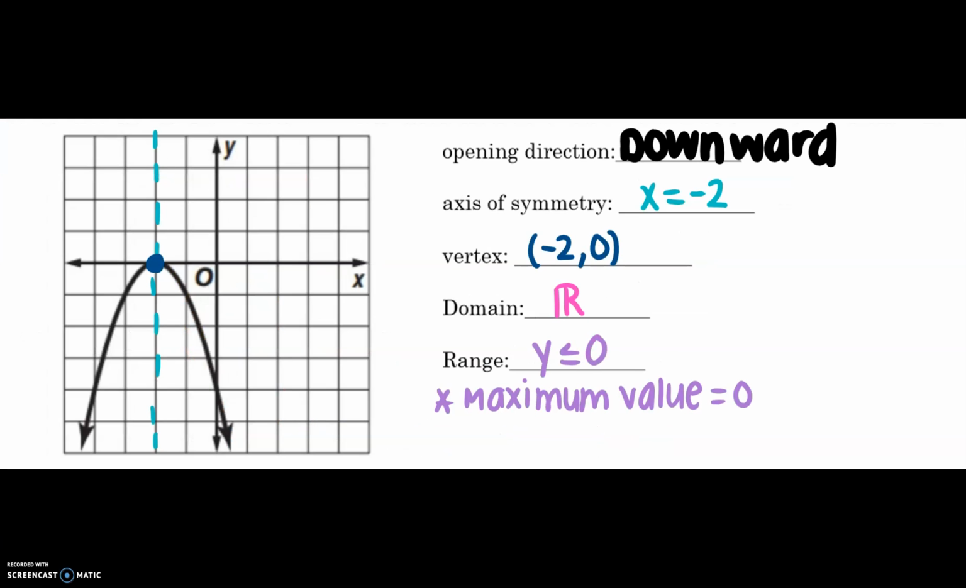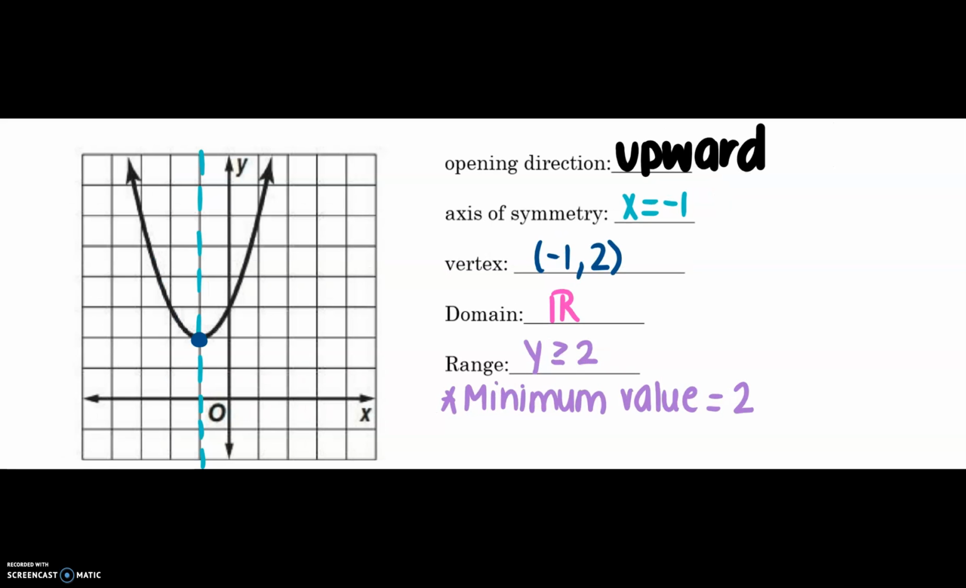The next example here, you'll notice that our parabola's opening direction is downward. The axis of symmetry has the equation x equals -2. The vertex is -2, 0. The domain is all real numbers. And since the maximum value is equal to 0, the range is going to be less than or equal to 0. Third example here, the opening direction is upward.